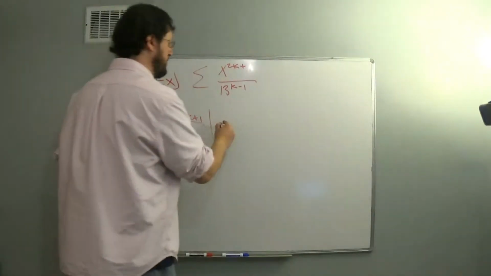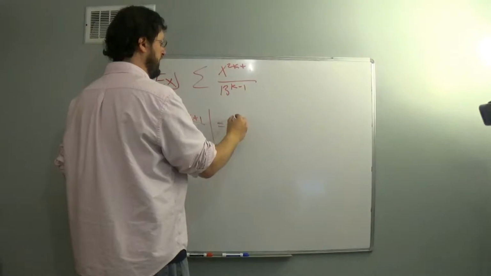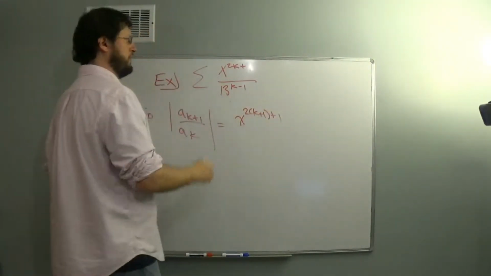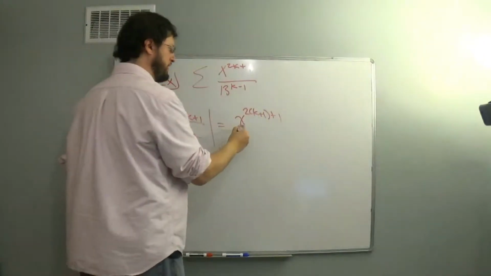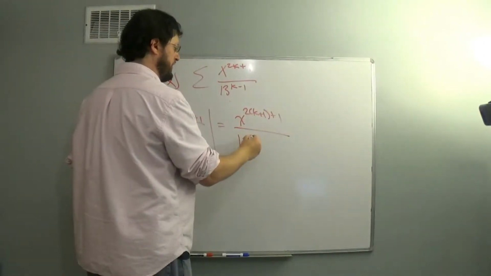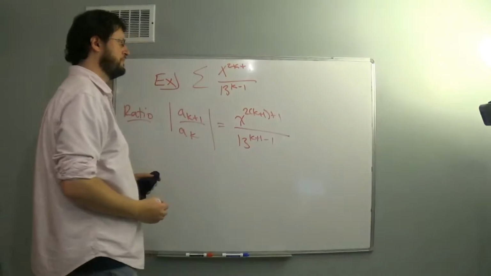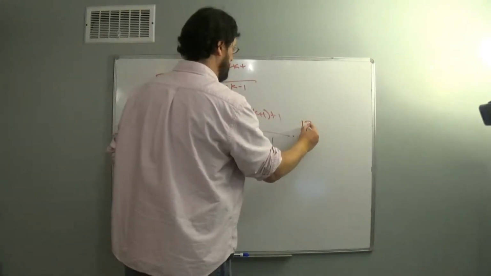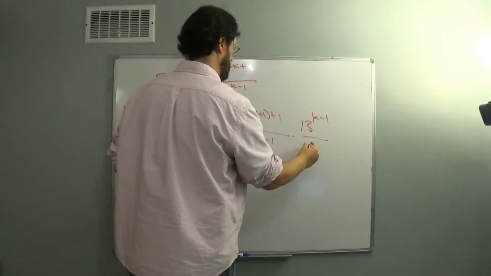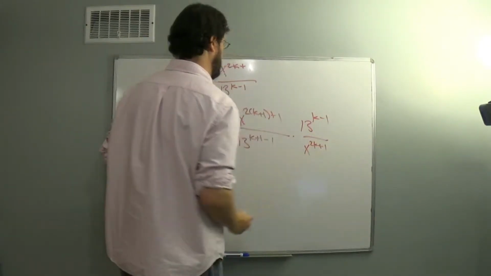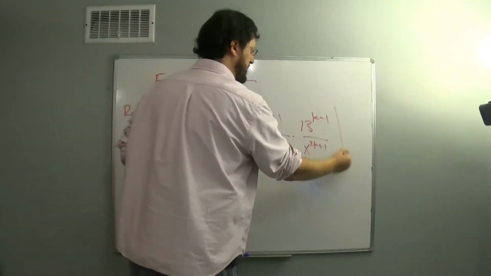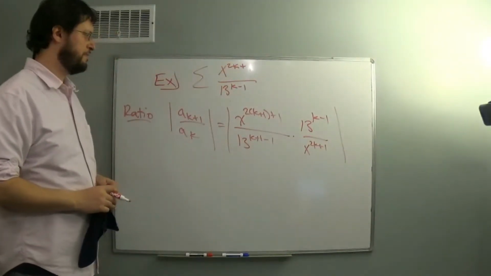a_{k+1} means plug k plus 1 in for k. That's x to the 2(k+1)+1. That k became k plus 1, watch your parentheses, over 13^(k+1) minus 1. a_k is this stuff, so dividing by that means multiplying by the reciprocal. We have absolute values, and we're looking to see what simplifies.